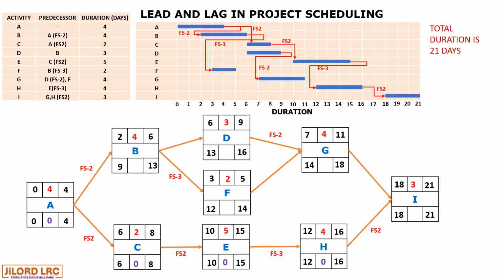Now let's find the floats. For A, we have a float of 0, for C 0, for E 0, for H 0, and for I 0. The others are not critical path, so we determine their floats. For B is 7, for F is 9, for D is 7, and for G is 7. So the critical path is A, C, E, H, and I.